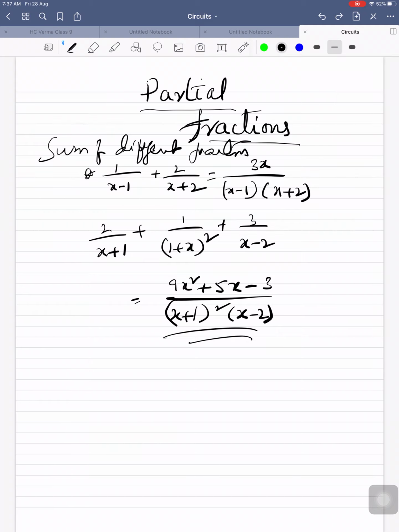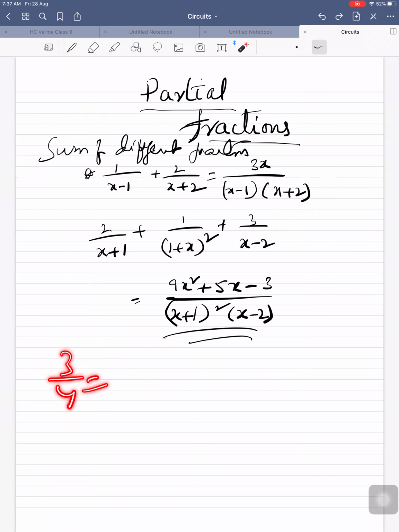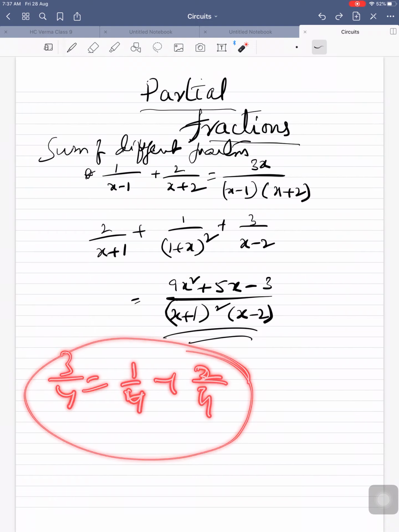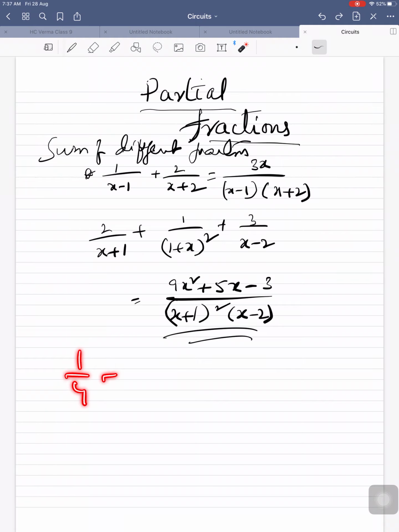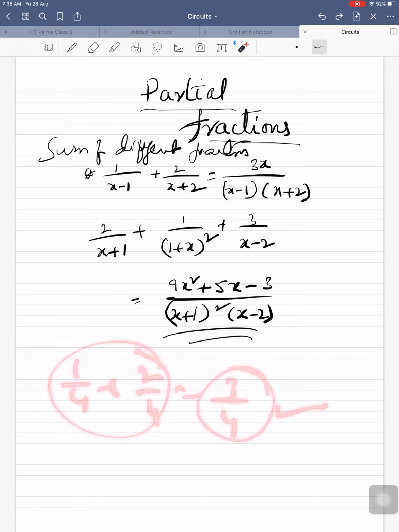Partial fractions. Normally the fraction is, let's say, 3 by 4, then you can write 2 by 4. That means 3 by 4 can be divided into 1 by 4 plus 2 by 4. So 1 by 4 plus 2 by 4 is how much? 3 by 4. This is the ratio. This is the partial fraction. Okay.